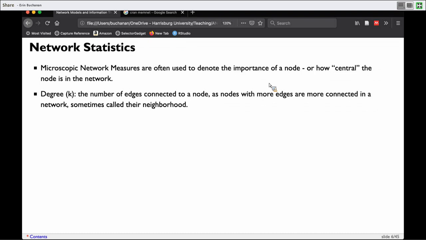So we can calculate degree. This is often listed as K, and it's the number of edges. So it's the word itself, and then how many things it's connected to. And nodes are words with more edges or more interconnected, and sometimes this is called their neighborhood. So it's you and all the people you know. So like social networking type models are a similar type of network model.